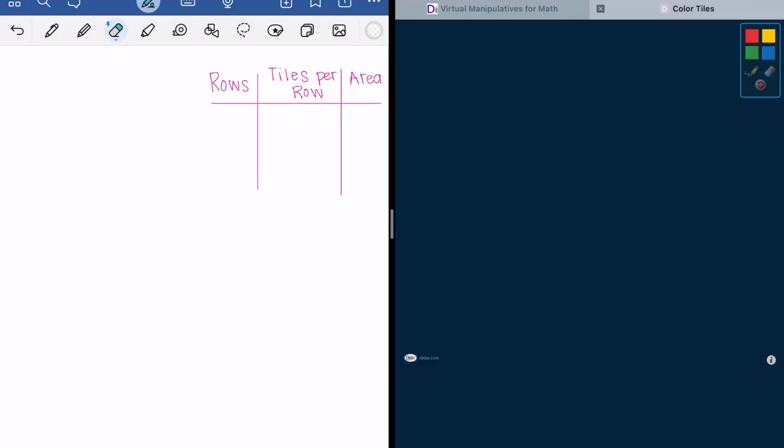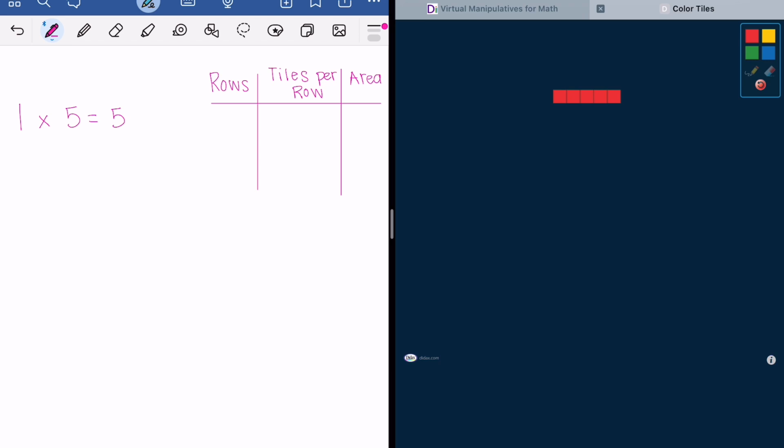Let's get out our square inch tiles. Build an area model with one row of 5 tiles. What is the area of this model? How many tiles did it take to build this model? It took 5 tiles to build this model, so the area is 5 square inches. What multiplication equation represents this model? 1 row of 5 tiles is the same as 5 square inches.